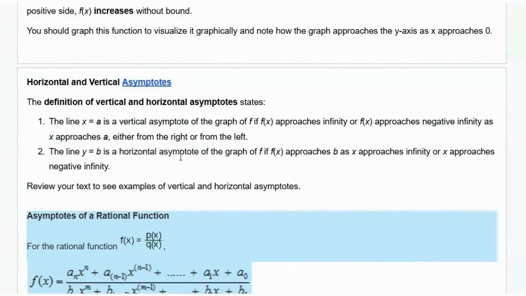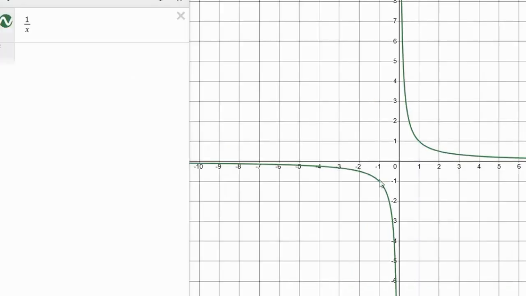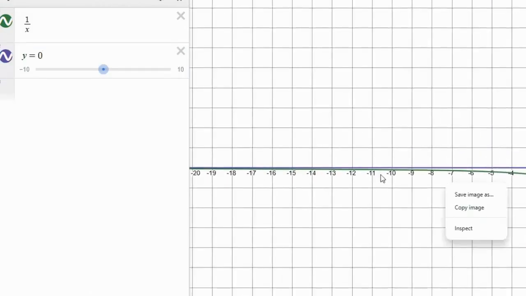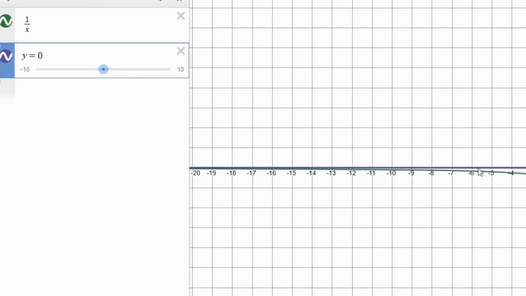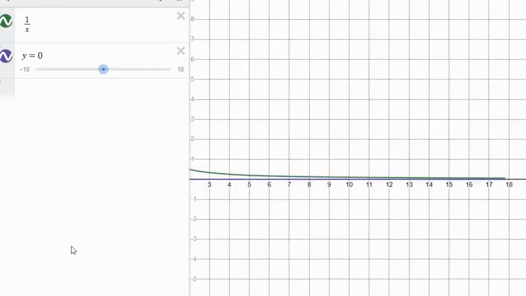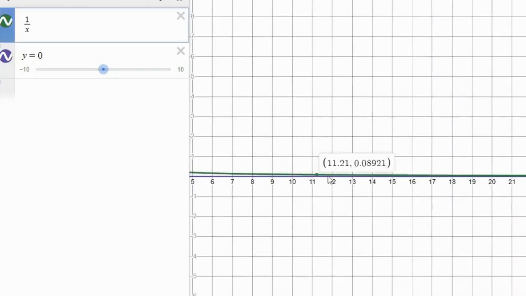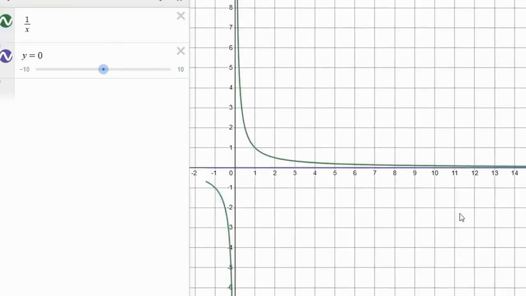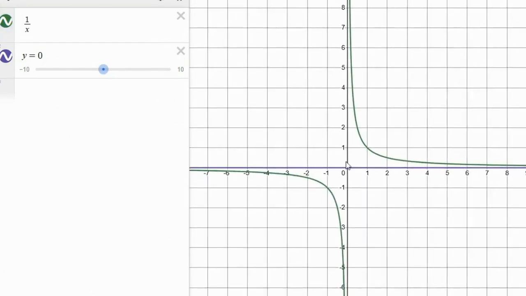The line y equals b is a horizontal asymptote. Like right here, y equals 0 is a horizontal asymptote, the x-axis, because as the graph goes to negative infinity, it's approaching closer and closer and closer the farther it goes. And then on the other side, it's coming in from the top, but it's getting closer and closer. But it will never touch.